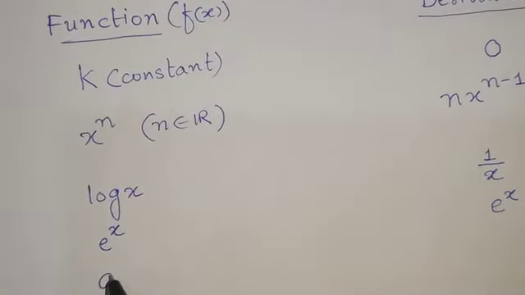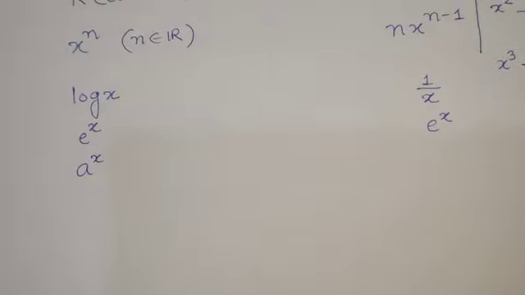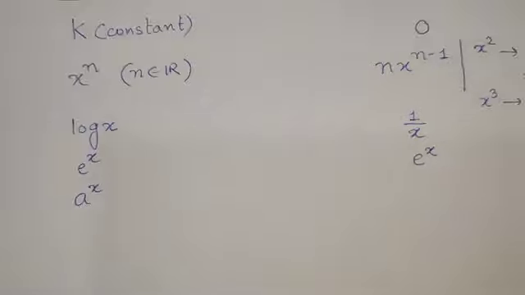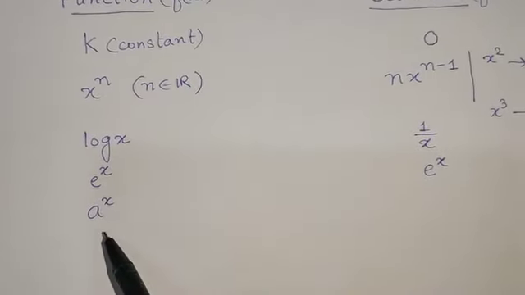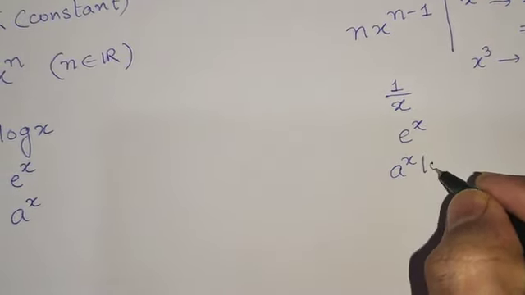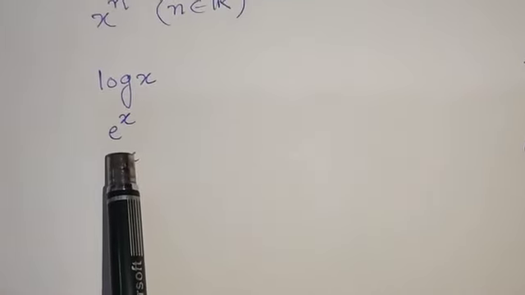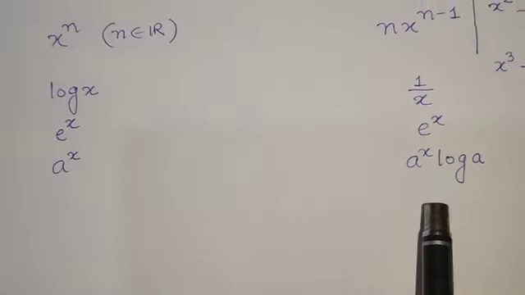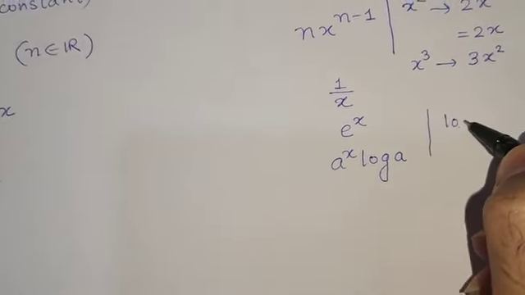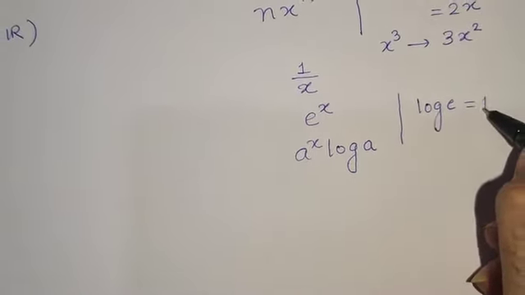Then the function a raised to x. Now why have I taken e raised to x and a raised to x differently? Because e is also a number and a is also a number. But what happens when you find the derivative of a raised to x? It is a raised to x log a, and in case of e raised to x, it is e raised to x, because log e will be there and log e is 1. If you are taking it to the base e, then log e is 1.